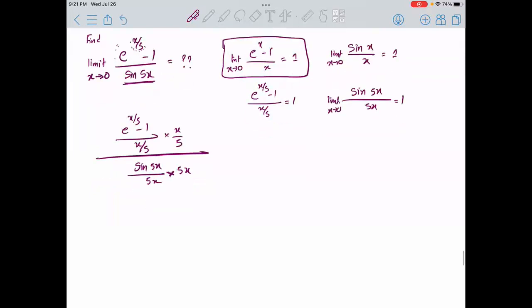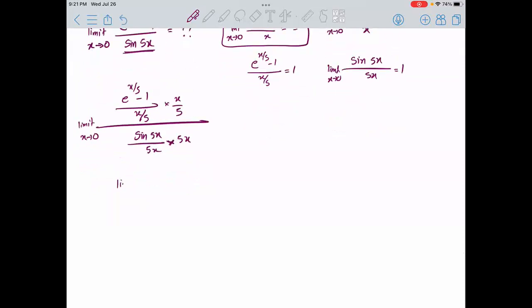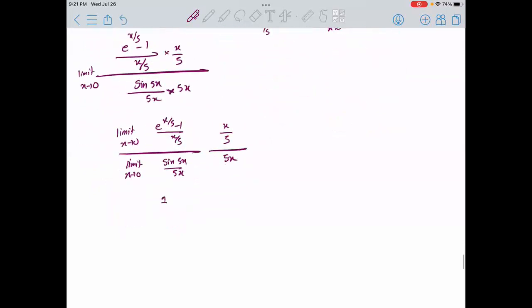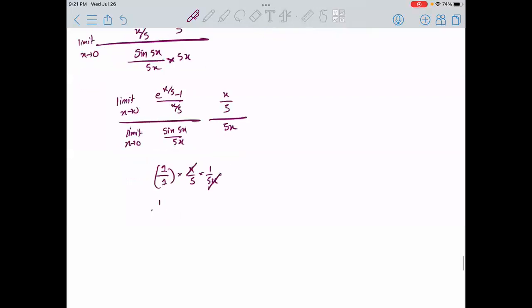So the limit as x tends to 0 of (e power x by 5 minus 1) by x by 5, divided by the limit as x tends to 0 of sin 5x by 5x, with x by 5 divided by 5x. So it will be equal to 1 by 1 into (x by 5) by 5x. x is cancelled, so 1 by 5 into 5, it is 25. Agree? Clear everyone?